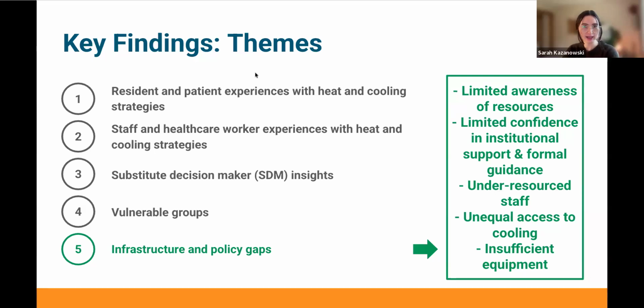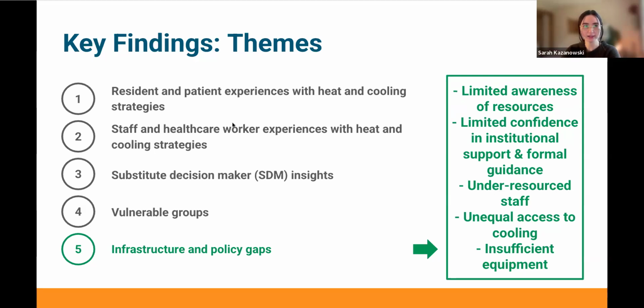So, some gaps that were found through the interviews were a lack of awareness of available resources, limited confidence in institutional support for managing heat, as well as minimal formal guidance on what to actually do during these heat events, under-resourced staff, and patients and residents, many of them perceived that the staff were overworked, so they were less likely to ask for help just because they figured that these staff members were already so busy. Unequal access to cooling and insufficient equipment.